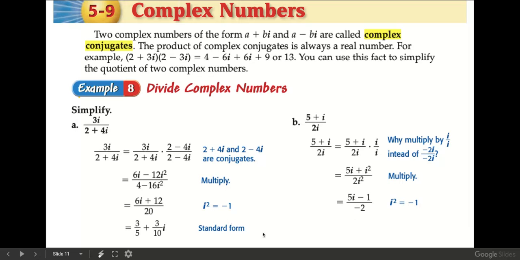Then again, I want to get into standard form. So negative 1 over negative 2 is positive 1/2, and 5i over negative 2 is negative 5 over 2 i. So that just becomes simplifying a fraction. Again, you write your real part first and your imaginary part second. That is the standard form.